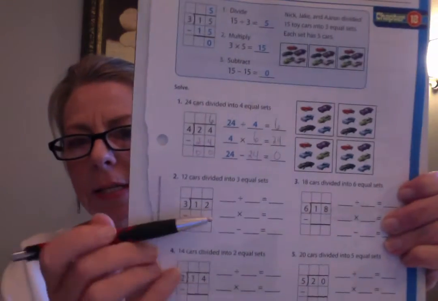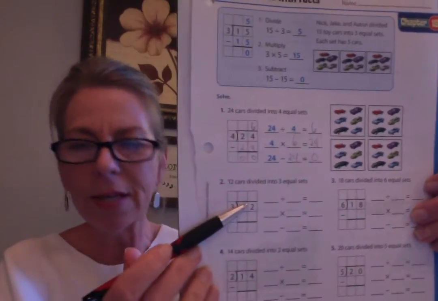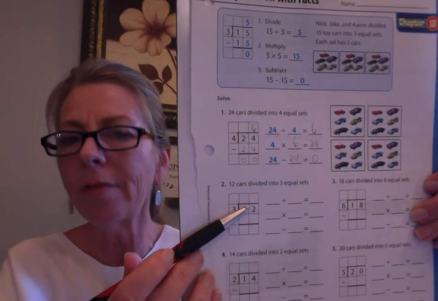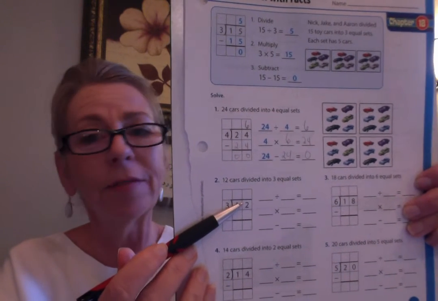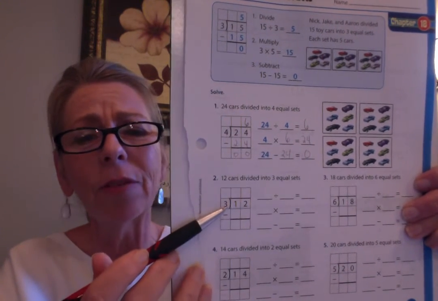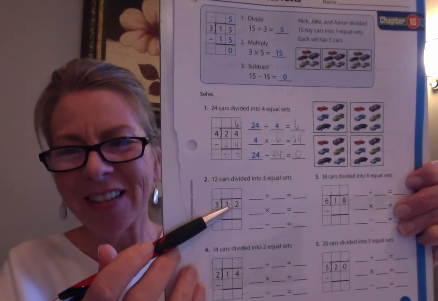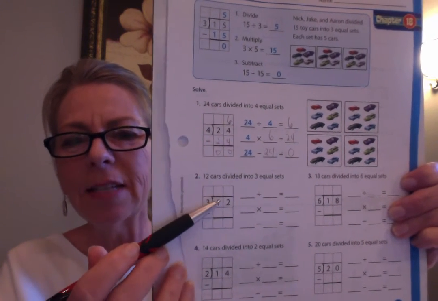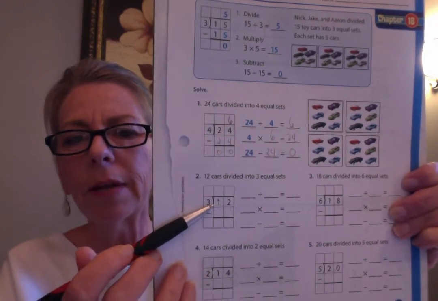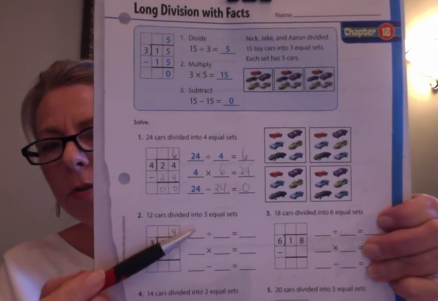Okay, let's try number 2, 12 cars divided into 3 sets. We can think of the basic math fact. 12 divided by 3 equals, and if you're not really sure, you're thinking 3 times what equals 12? So hopefully you know that's 4. So Dad's going to divide. 12 divided by 3 equals 4. 4 ones. Make sure it goes in the ones column in the quotient.